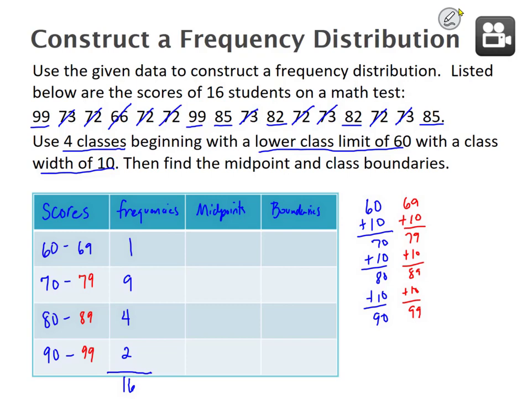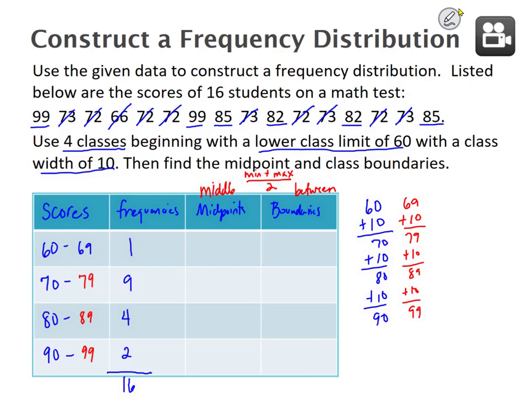So that's actually the frequency distribution. But if we add on other pieces like the midpoints and the boundaries, both of these actually use the same formula. If you remember, it's basically a minimum plus a maximum divided by 2. You're finding something in the middle. Now remember, midpoints are in the middle of the class, and boundaries are between the classes. So as you're using that formula, remember what numbers you're plugging in.